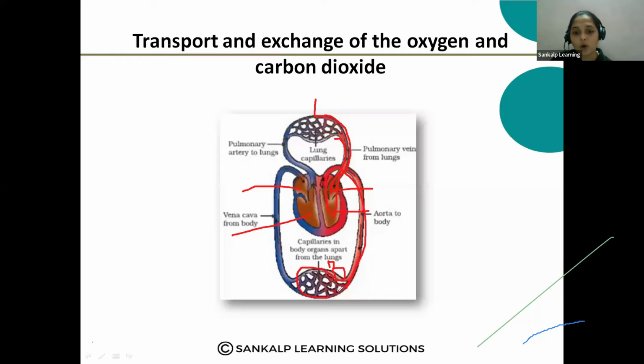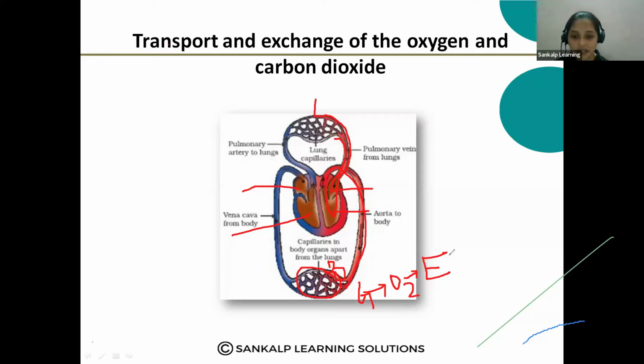So in the body cells, what happens? Body cells contain glucose, right? This glucose breaks down when it receives oxygen. Oxygen is required for the breakdown of the glucose. When oxygen is there, the glucose breaks down and releases energy. Energy is very important. If we are doing any activity, energy is required. So how is the energy released?